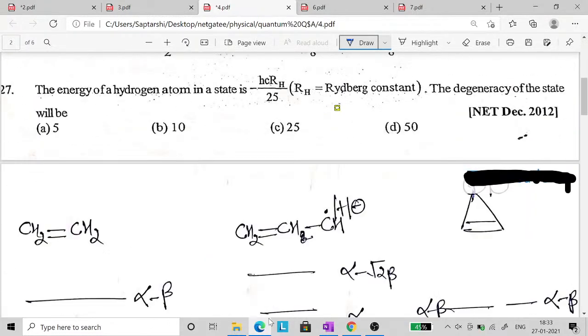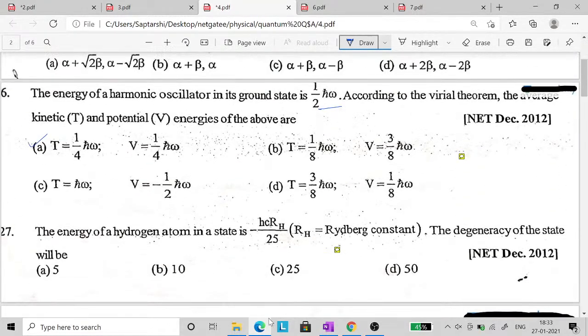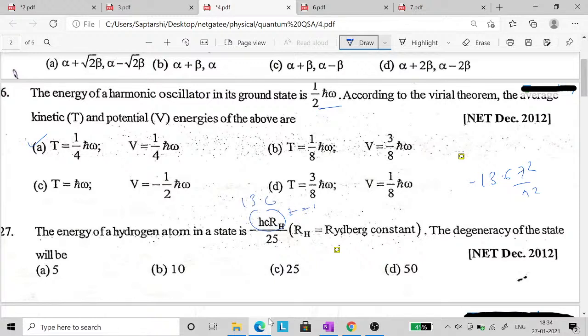Done with this. Okay, energy of hydrogen atom. We actually showed how to do this in the previous class, but I'll do this again. The energy of the hydrogen atom in a state is minus 8 CRH by 25. The degeneracy of the state will be. Okay, so the energy of the hydrogen atom is given by minus 13.6 Z square by N square, or it's also given by minus 8 CRH by 25. So for hydrogen atom, Z is equal to 1, and this whole value is equal to minus 13.6. 25 is actually N squared, so N is equal to 5, and that is the degeneracy. This is the answer.